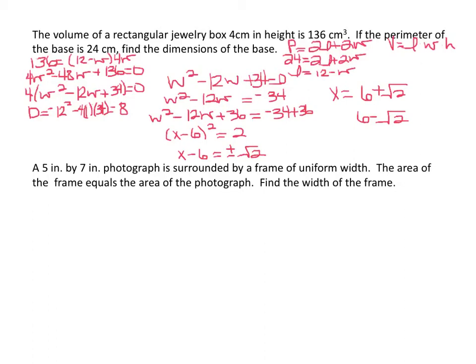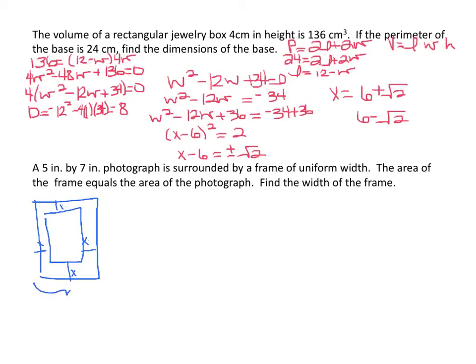All right, the next problem, we have a 5 by 7 inch picture surrounded by a frame of uniform width. The area of the frame equals the area of the photograph. Find the width of the frame. To do this problem, you sort of have to know what you're looking at. So we've got this frame with a picture in it, and the picture is 5 by 7. And this is x, and this distance is x, and this distance is x.